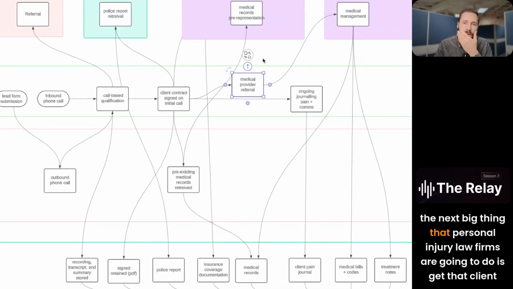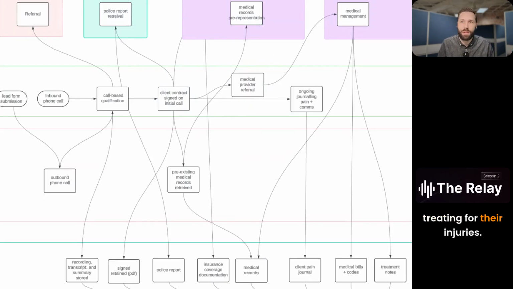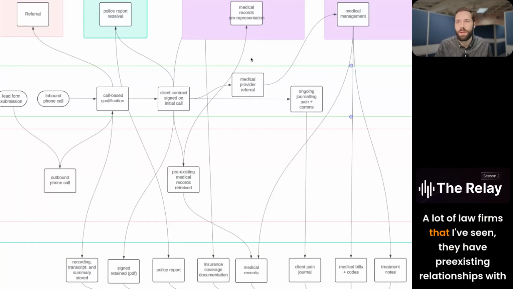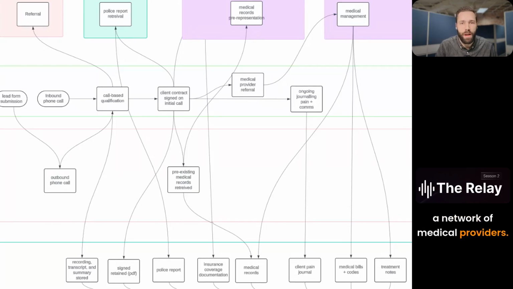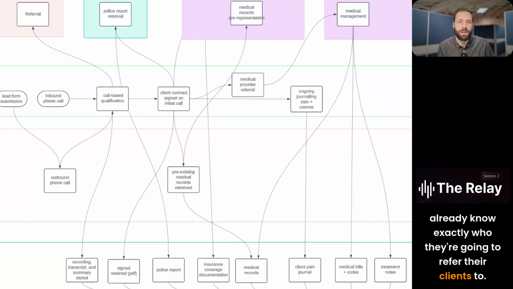The next big thing that personal injury law firms are going to do is get that client treating for their injuries. They're going to do a medical provider referral. There are a number of ways this is done. A lot of law firms I've seen have pre-existing relationships with a network of medical providers, so this is all preset. They already know exactly who they're going to refer their clients to.